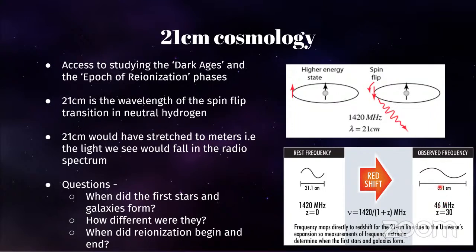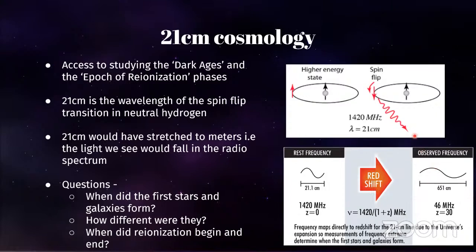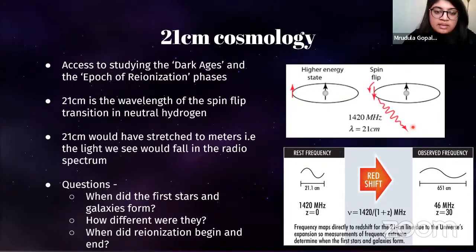So I had a follow-up question. Is this spin flip the reason that led to the end of the Dark Ages and the beginning of the reionization? When the first stars and galaxies formed, they ionized the neutral hydrogen that existed, and that caused spin flip. And yes, to answer your question, that's what we are trying to map. Okay, so the formation of the first stars is the reason for the spin flip. Yes. Okay, thank you.